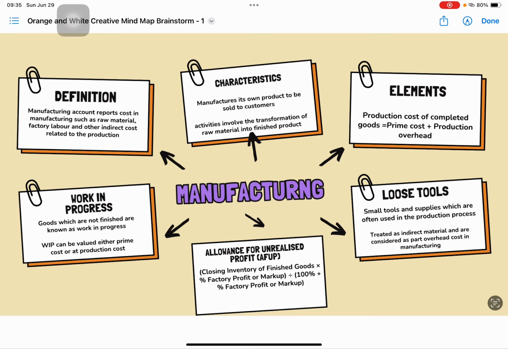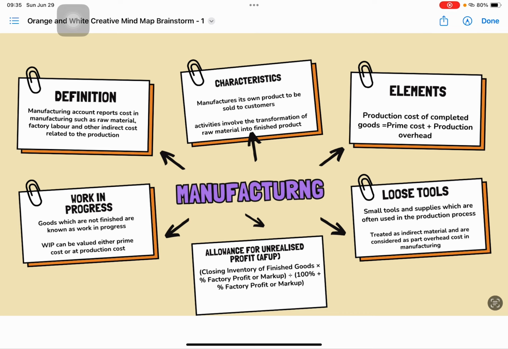I'm from Accounting SC110. Okay, today I would like to teach Chapter 8, manufacturing. The definition of a manufacturing account is an account that reports costs in manufacturing, such as raw material, factory labor and other indirect costs related to the production.